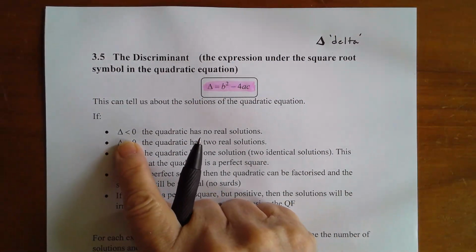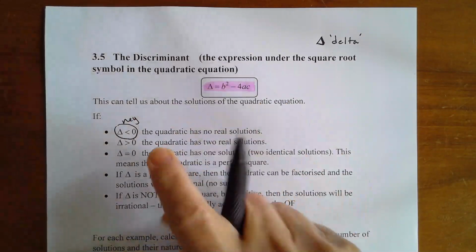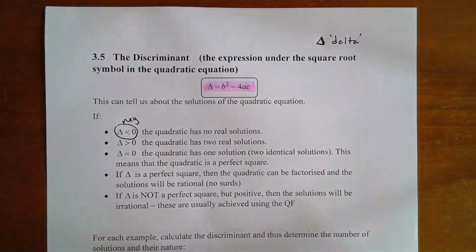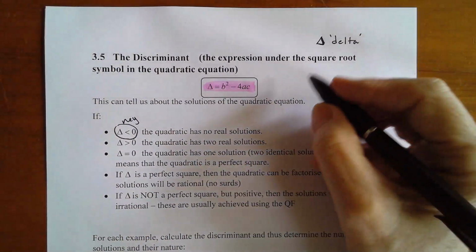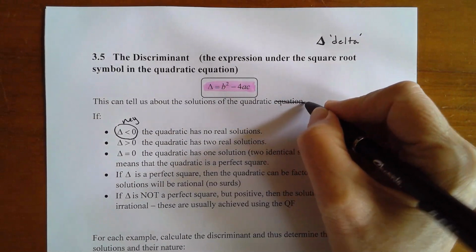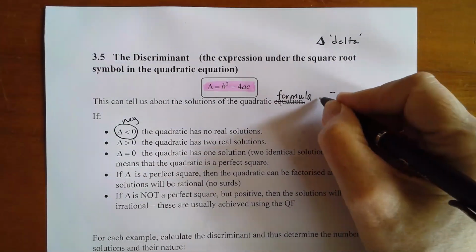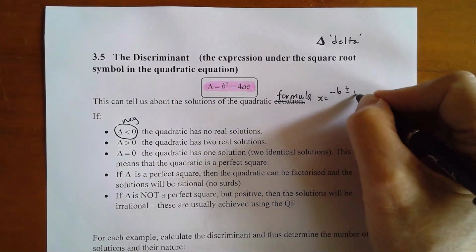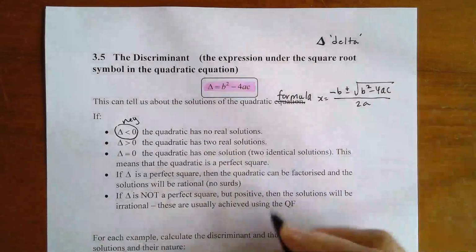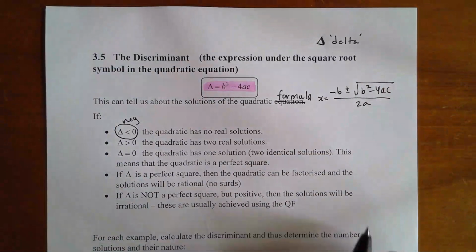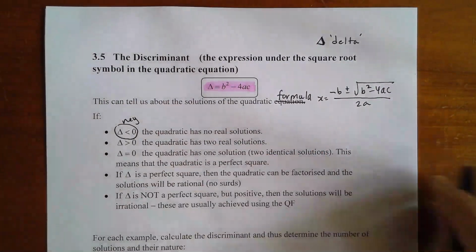If the discriminant is less than 0, so negative in other words, then the quadratic has no real solutions. We'll talk about that in a minute, because I can't take the square root of a negative number in the quadratic formula. I'll just write that down. If that were negative under there, I can't take the square root of a negative, so no real solutions. If it's positive, then it has 2 real solutions.